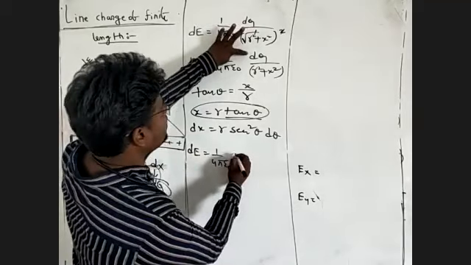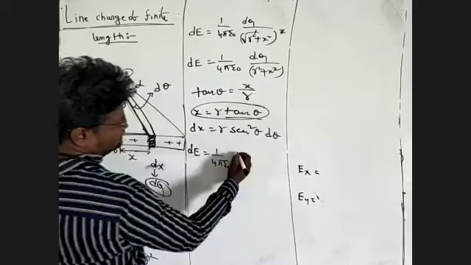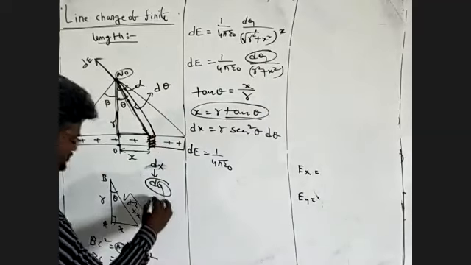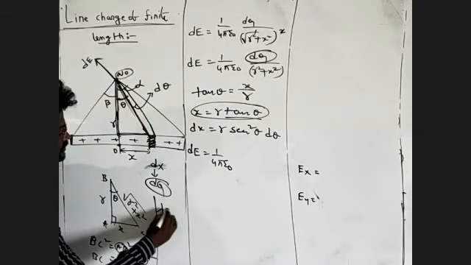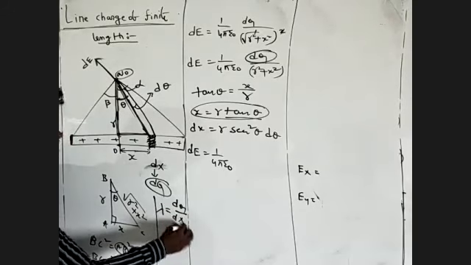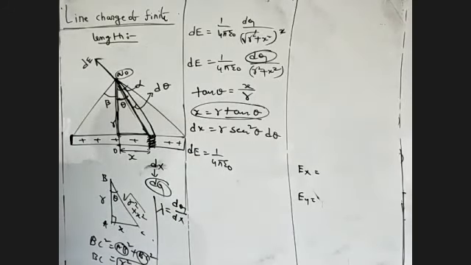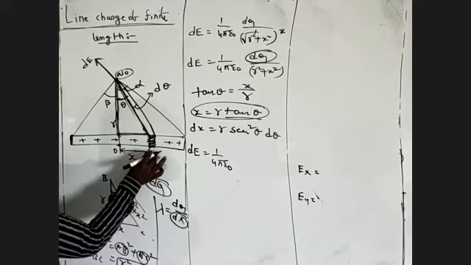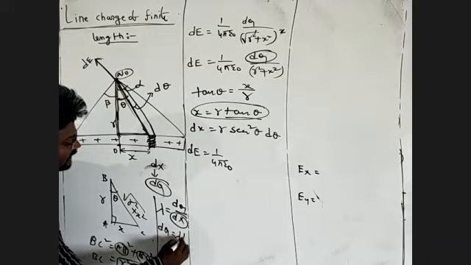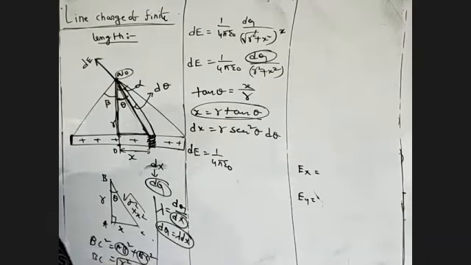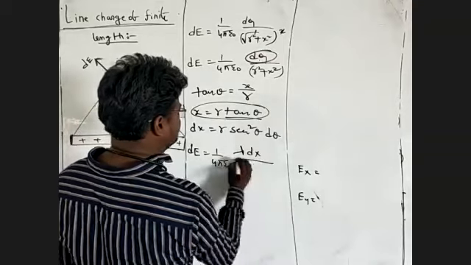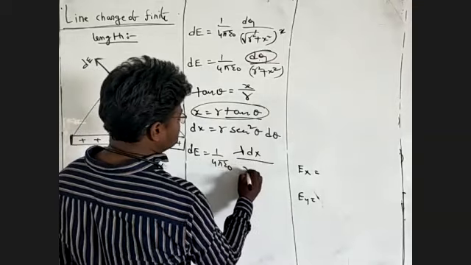What is dq? dq means this is a linear charge density, lambda is dq by dx, where dx is a small element having dq. Now dq is equal to lambda dx. So dE is lambda dx by r square plus x square.